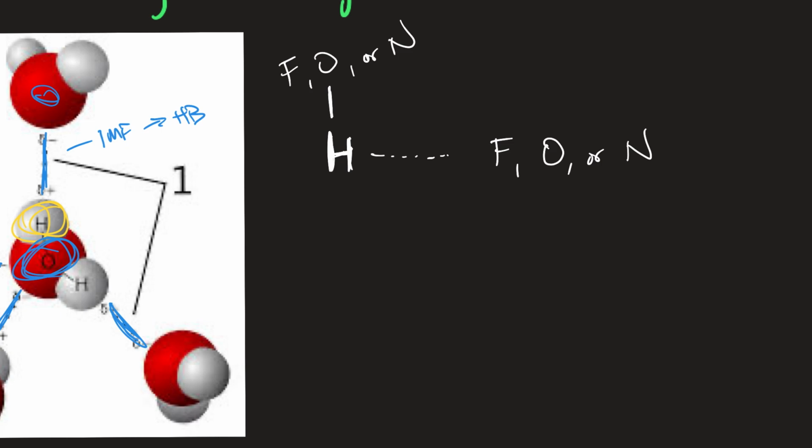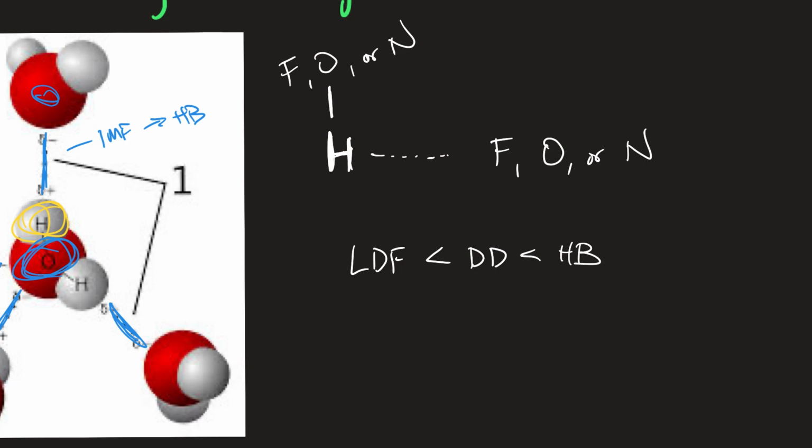If you were to rank them in terms of strength, London dispersion force is the weakest. Then you have dipole-dipole force. And then stronger than dipole-dipole is your hydrogen bonding. Now, we can see this in different ways. Like melting points and boiling points, a factor that affects the melting and boiling points of different substances is the intermolecular forces.